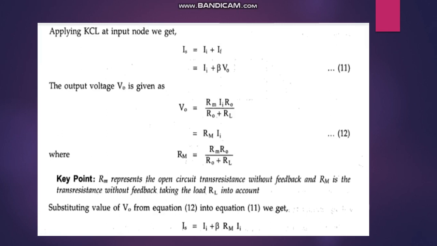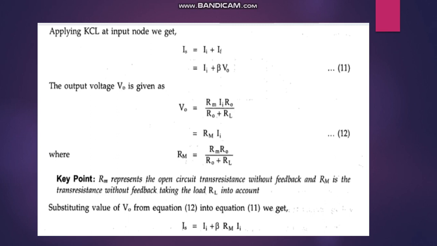Next, that small Rm can be written as capital Rm into IA. Capital Rm can be written as Rm into R0 divided by R0 plus RL. Small Rm, we know, is the open circuit trans resistance without feedback and also without taking the load resistance. Capital Rm just includes the load resistance, and it is also the open circuit trans resistance without feedback.